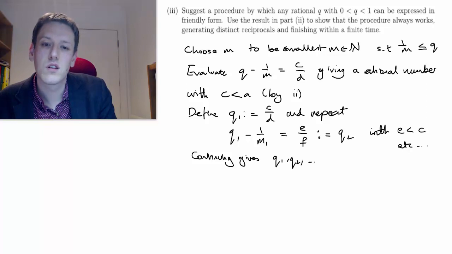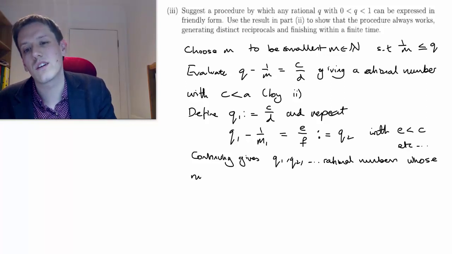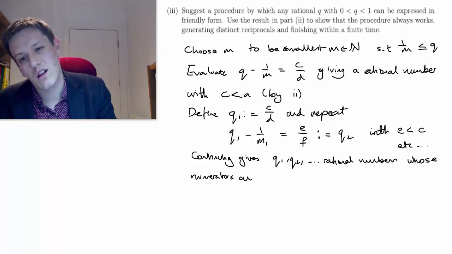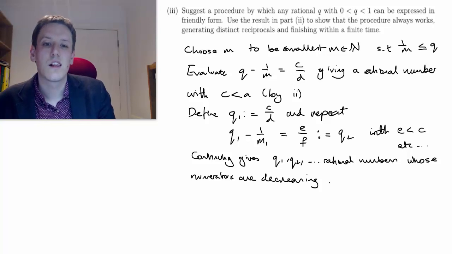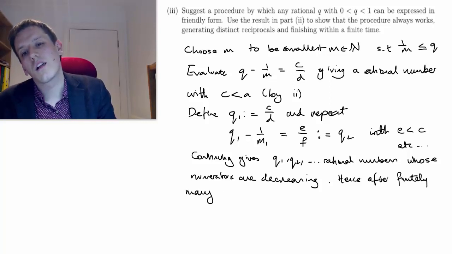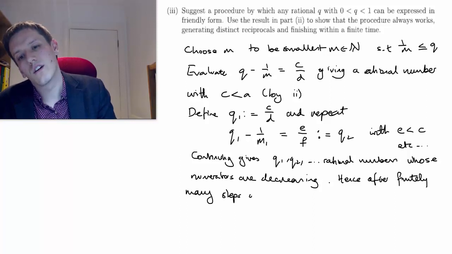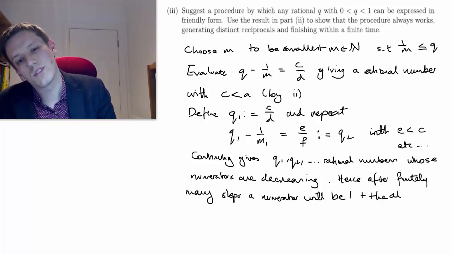q1, q2, which are rational numbers whose numerators are decreasing. Okay, I guess I could say positive rational numbers whose numerators are decreasing, hence after finitely many steps a numerator will be 1. Okay, and the algorithm will terminate. So I'm going to say something like that.